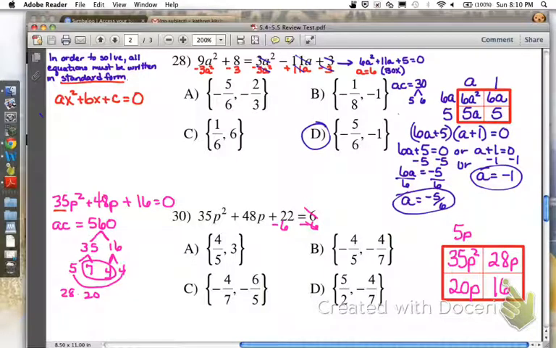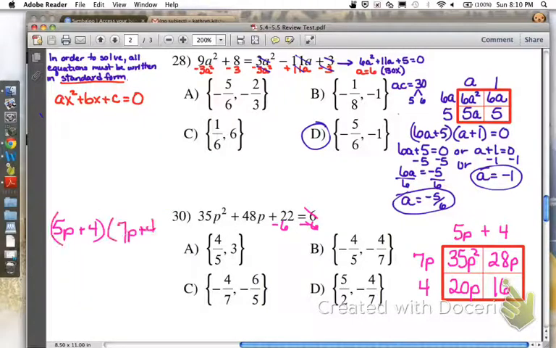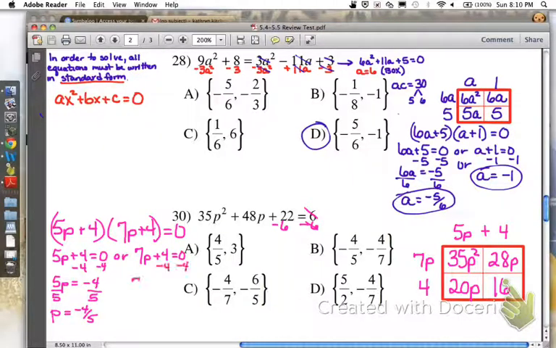What's common to 35p squared and 20p is 5p, and then factor out the 4 from the 28p and 16. I'm going to do the same thing along the first row. 7p is common to both those terms, and 4 is common to everything in the second row. So I'm done factoring. And I can set those equal to 0, and then set each factor equal to 0, and solve for each variable. And that gives me negative 4/5 and negative 4/7, which is letter B.